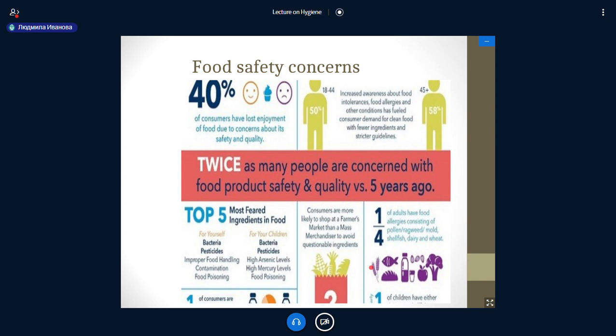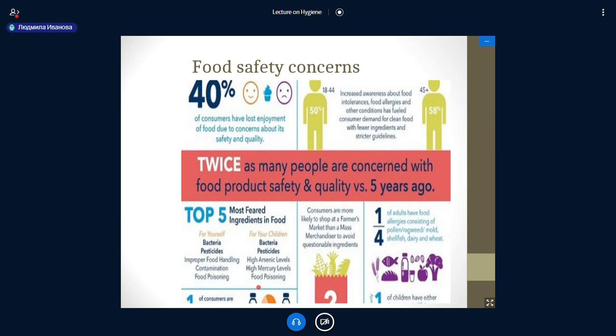Again, twice as many people are concerned with food product safety and quality. This is the dynamic over a 5 year period. And 40% of consumers have lost enjoyment of food due to concerns about its safety and quality. Most feared ingredients are bacteria and pesticides, for yourself, for the individual evaluation, because they are concerned about contamination and food poisoning. And for your children it is bacteria and pesticides, high arsenic levels, high mercury levels, and food poisoning.